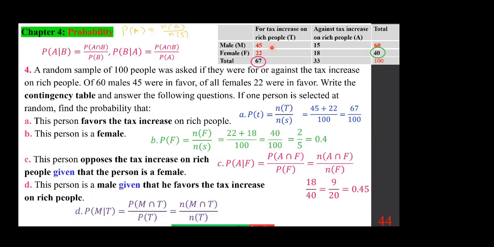Or we stick with the formula. Probability of M given T is probability of M intersection T over probability of T, N of M intersection T over N of T. Do the math, and you do the simplification if you can. If you cannot, you leave it like that. If you want to go with the decimals, however many they ask, to be on the safe side, you want to carry a lot of decimals.